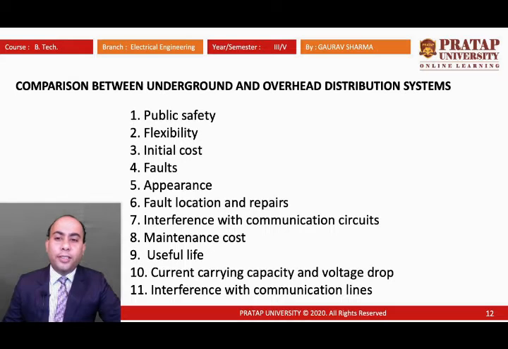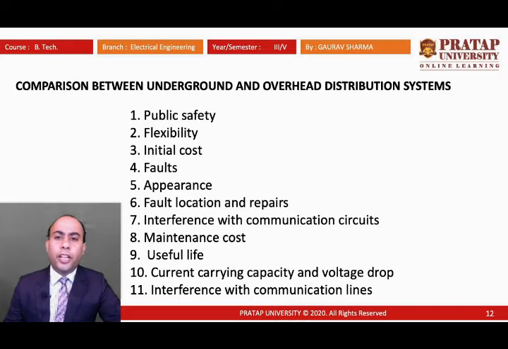When we talk about flexibility, the overhead distribution system is more flexible than the underground system, because if we need to repair, we need to join, we need to connect to a terminal here and there, so we can do it easily in the overhead system, but it is quite difficult for the underground system.